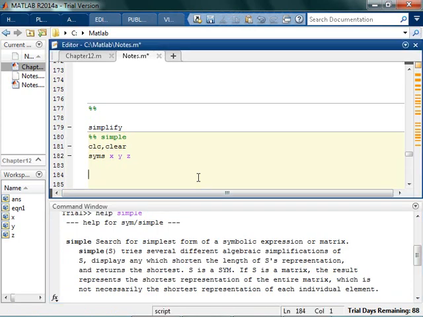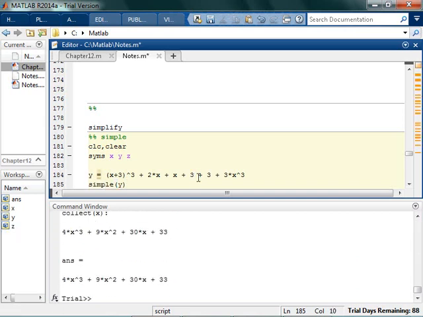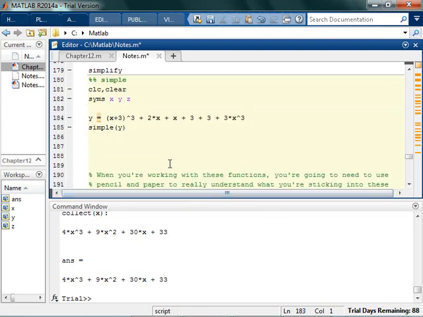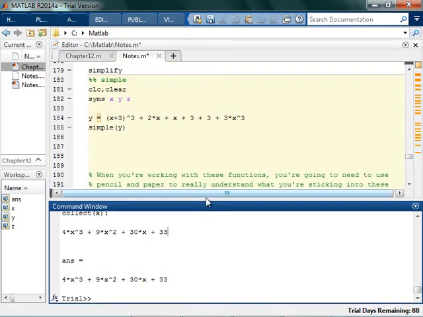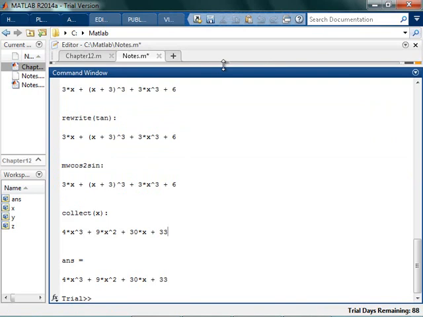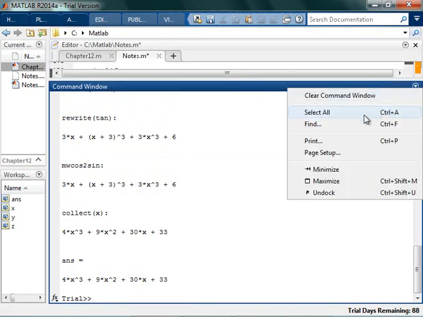So let's try something silly. So y is equal to (x plus 3) cubed plus 2x plus 3 plus 3 plus 3 times x cubed. I don't know what I'm doing. Simple. Ooh. How can you not love that? Look, it just did a whole bunch of stuff. I don't know why, but it did.